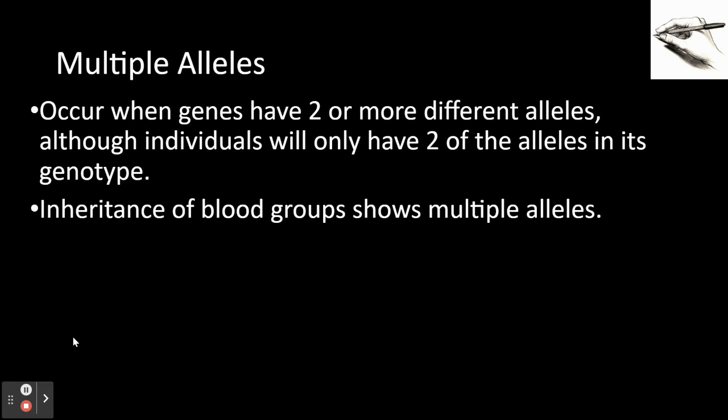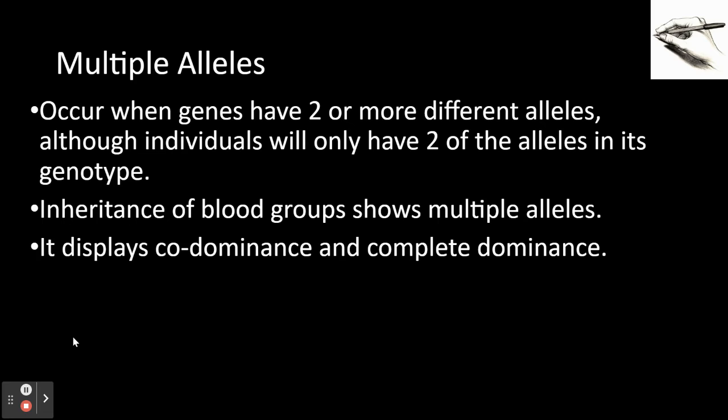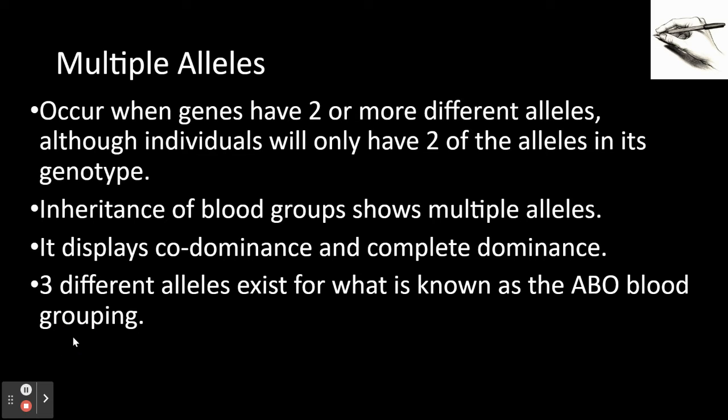Multiple alleles. Now, this is when you can have two or more different alleles that actually code for a trait. We know that you can, as an individual, only carry two alleles, but if more are possible, this is referred to as multiple alleles, and this is a classic with blood grouping. It displays codominance and complete dominance. I'll go through that with you.